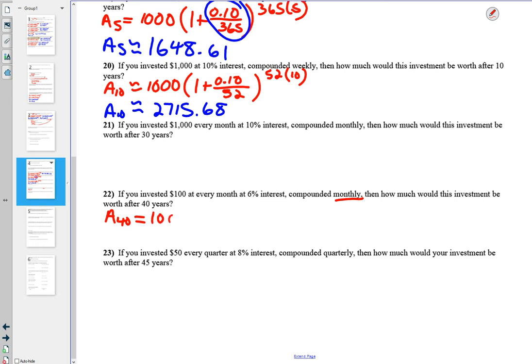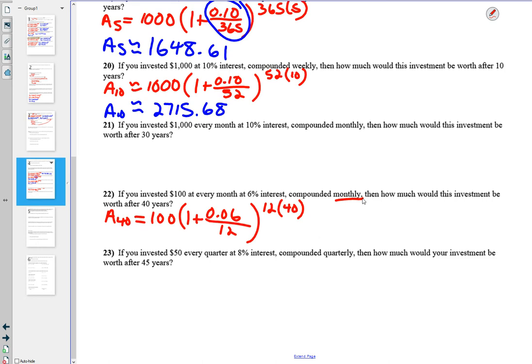100 times 1 plus 6% interest, so that's 0.06 over, what's the key number for monthly compounded interest? 12, because there's 12 months in a year, and that's to the power of 12 times the amount of years, which is 40. Really what that's telling you is how many times the interest is going to compound. If the interest compounds 12 times every year for 40 years, the interest is going to compound 480 times.